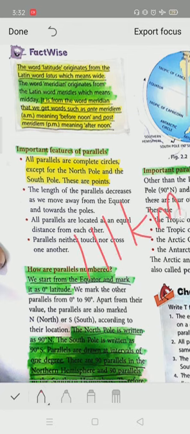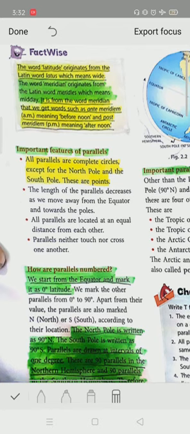101 kilometers is the distance between each parallel, but you won't have the same for the longitudes. Parallels neither touch nor cross one another. That is the feature of being a parallel line, that they don't touch each other.